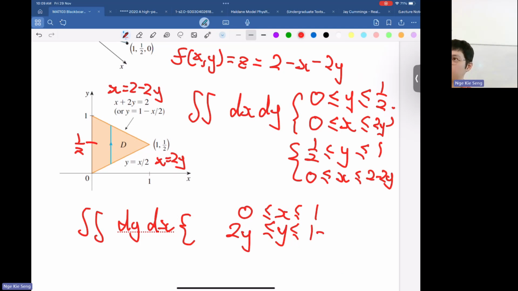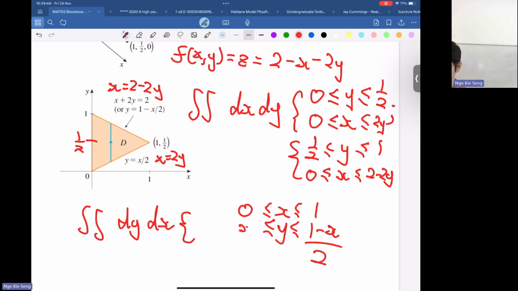So y goes to 1 minus x over 2. Let's see if it makes sense or not. On one side it depends on x, but on the right side it depends on y. Then will this 2y change together with y? Okay, x over 2.